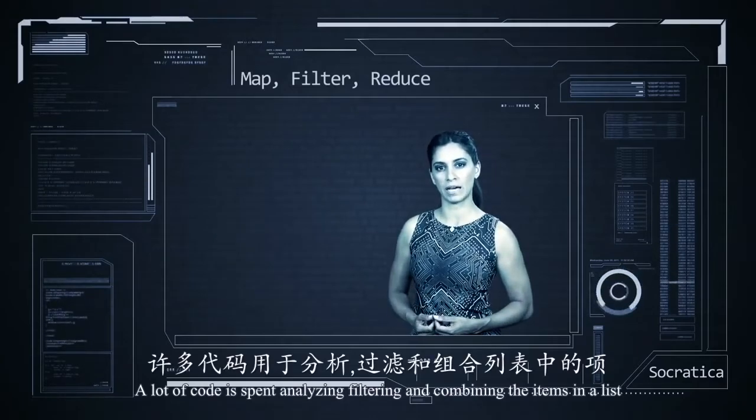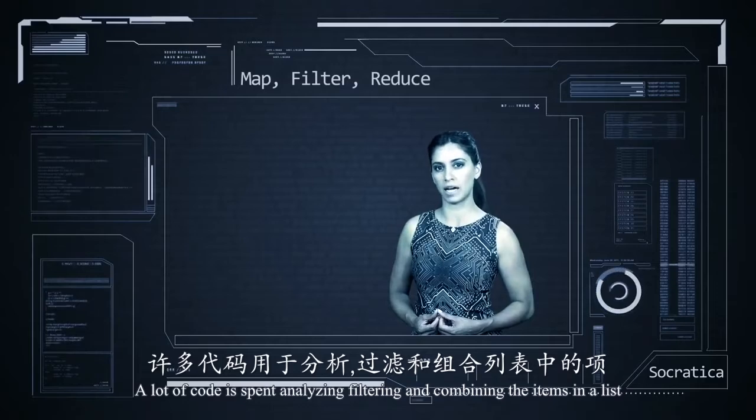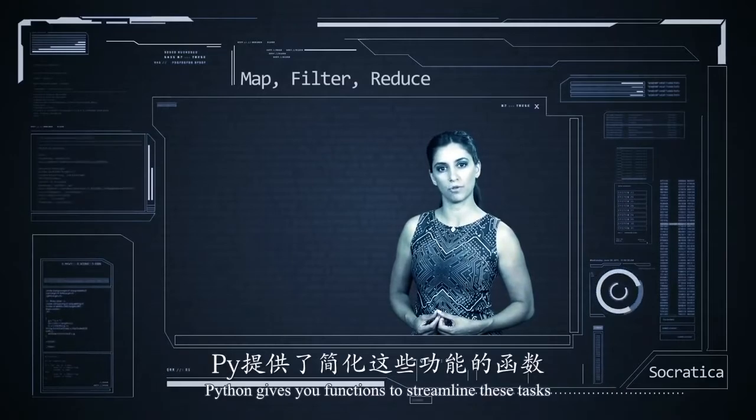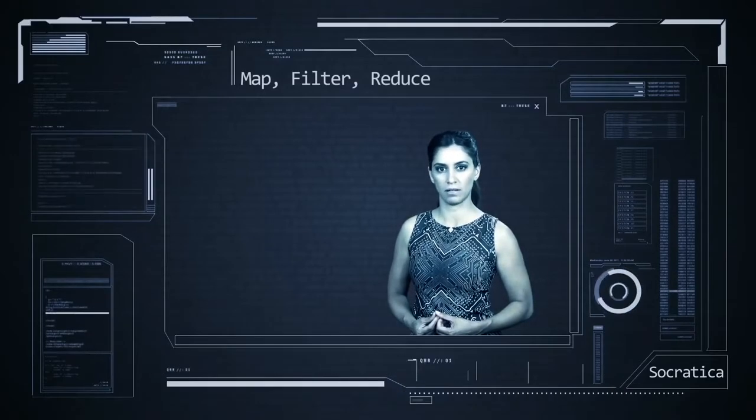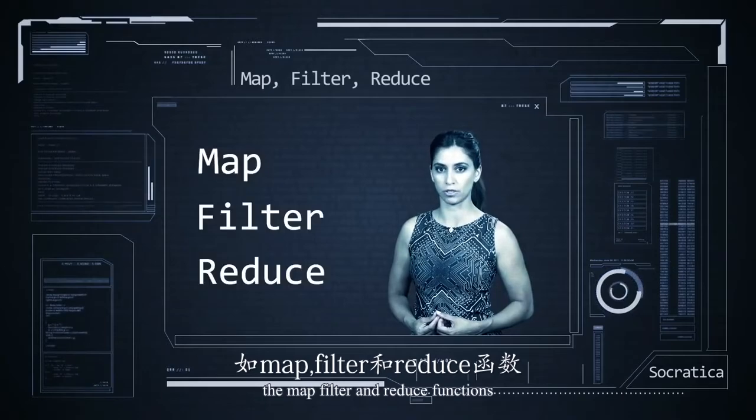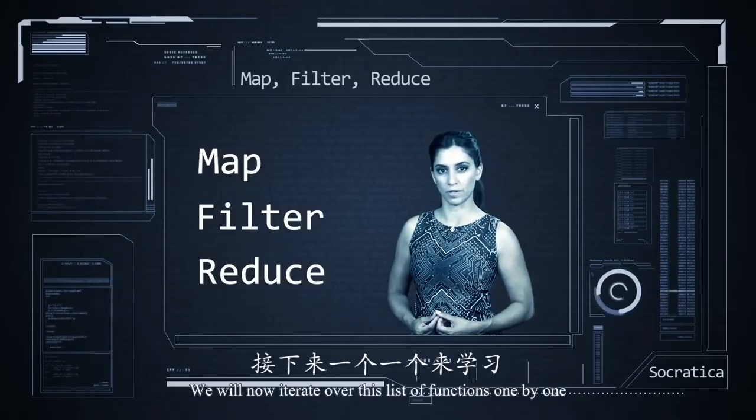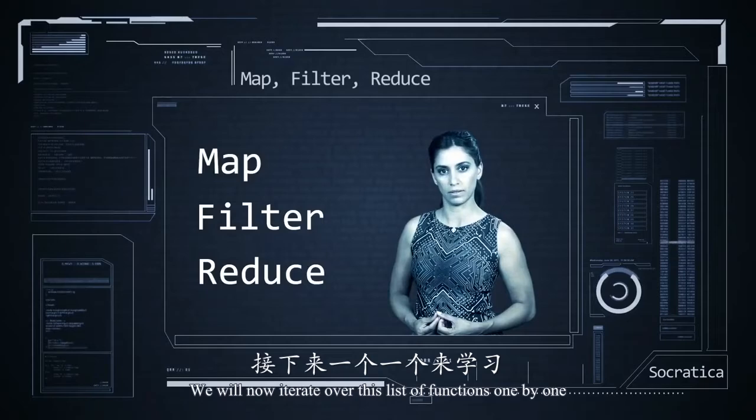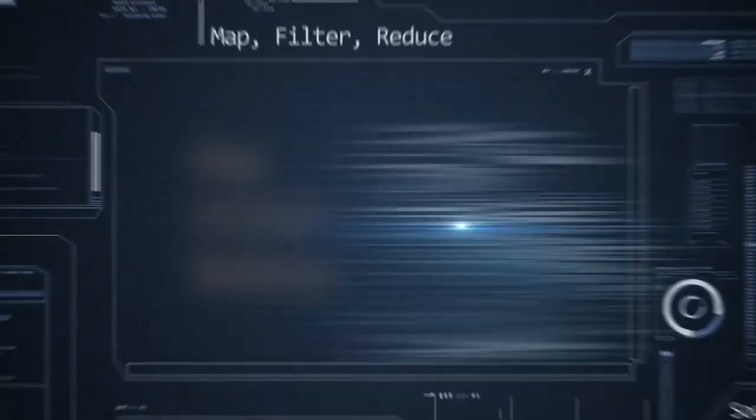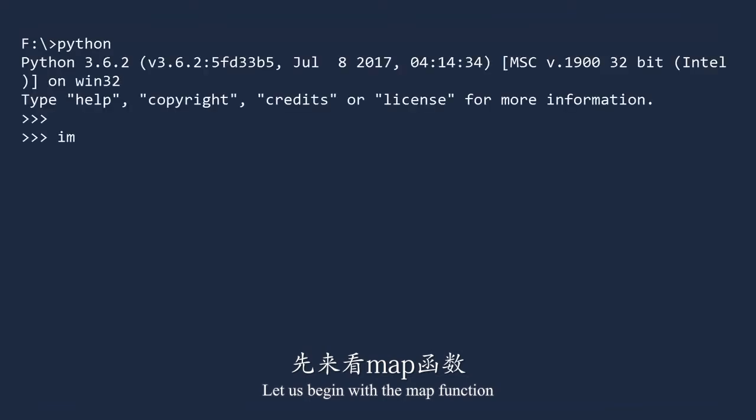A lot of code is spent analyzing, filtering, and combining the items in a list. Python gives you functions to streamline these tasks: the map, filter, and reduce functions. We will now iterate over this list of functions, one by one. Let us begin with the map function.